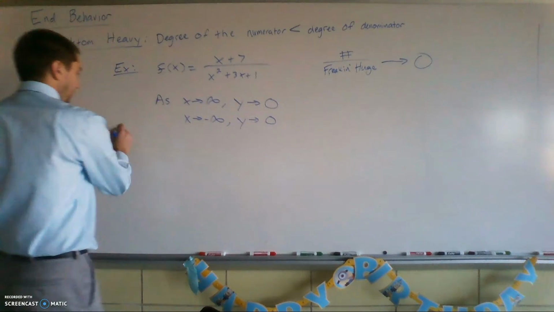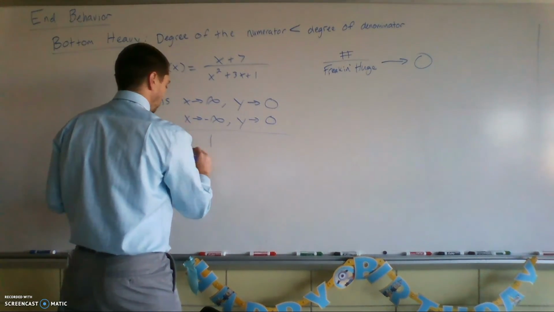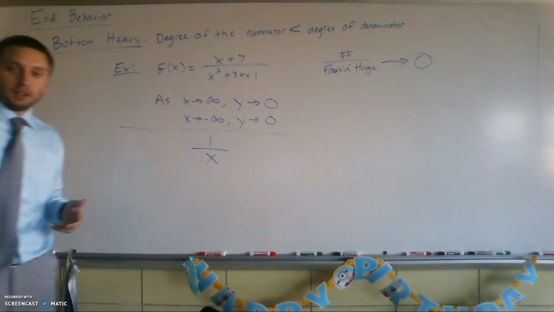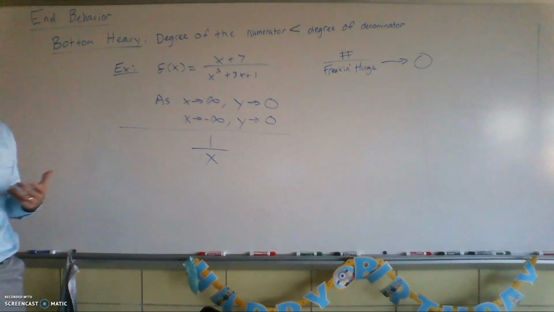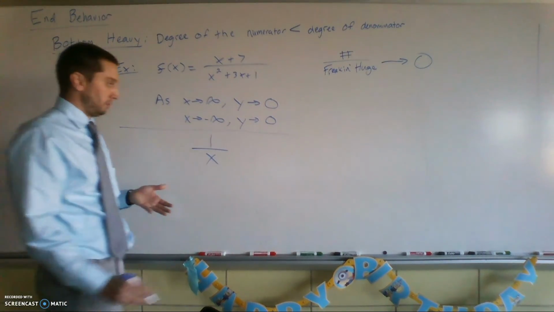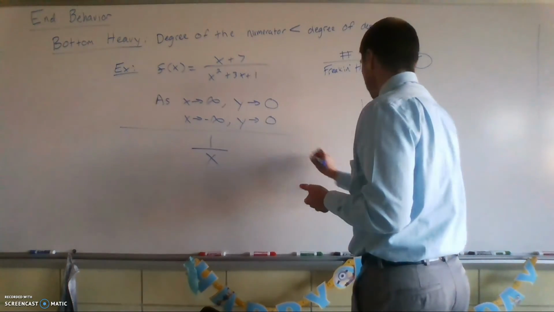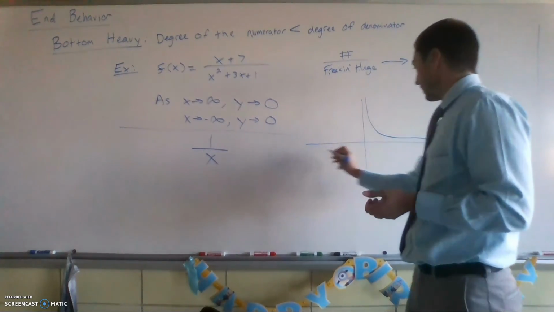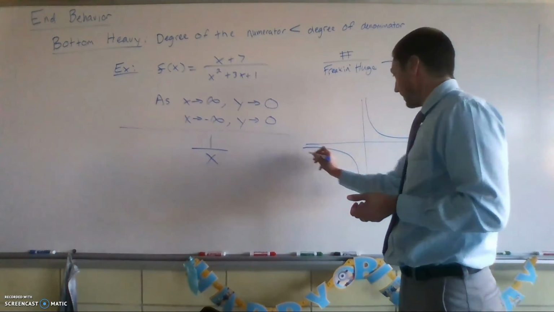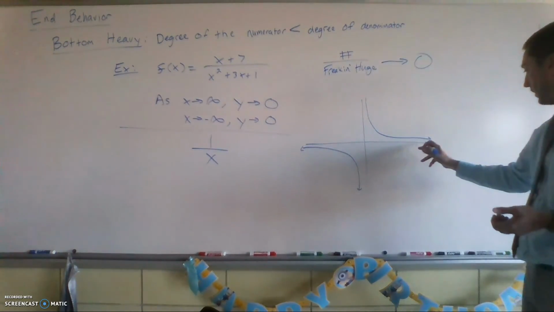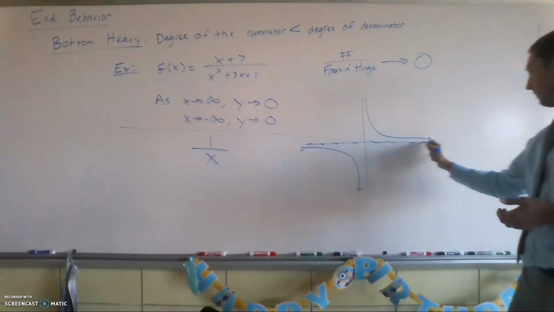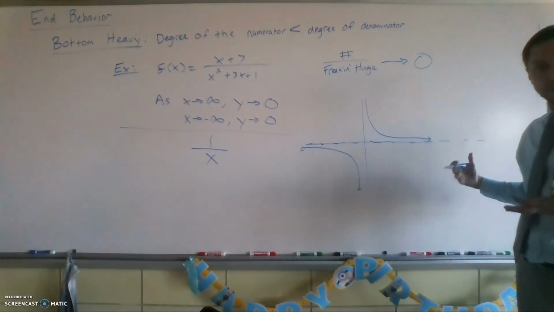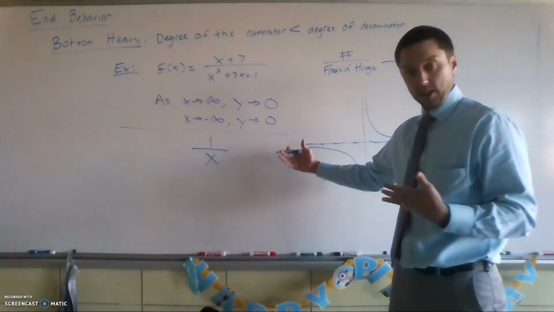Okay? And if you remember one of your parent functions, you guys remember 1 over x? What was happening for the function 1 over x when we graph this? What's happening at the ends? Well, if you remember, my graph looked like this. So what's happening as x gets really, really big? Well, this graph was approaching this horizontal asymptote at 0. And on both ends, right?